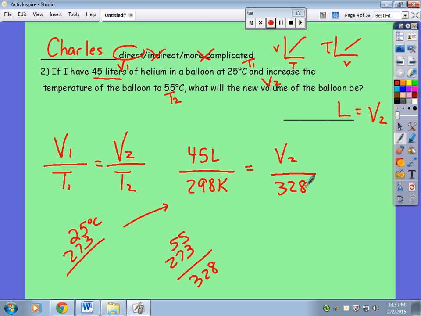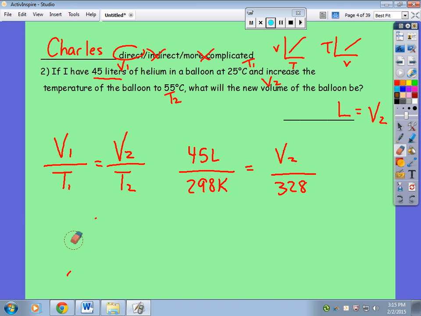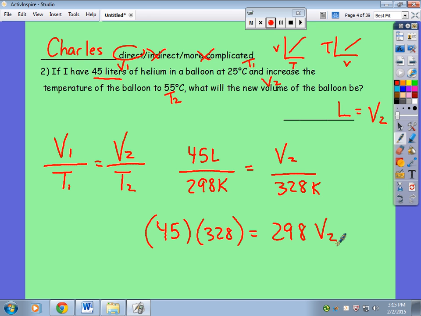Okay? Now, how do you do this? I'm going to show those of you who don't understand really quickly, okay? Because there's nothing worse than knowing how to do this stuff and then being shaky in the math. So I'm going to take 45 liters times 328, just to show you, equals 298 times V2, or X. Okay, you cross multiply. Divided by 298 on both sides. My answer is 49.53. This cancels, and my math gives me that.